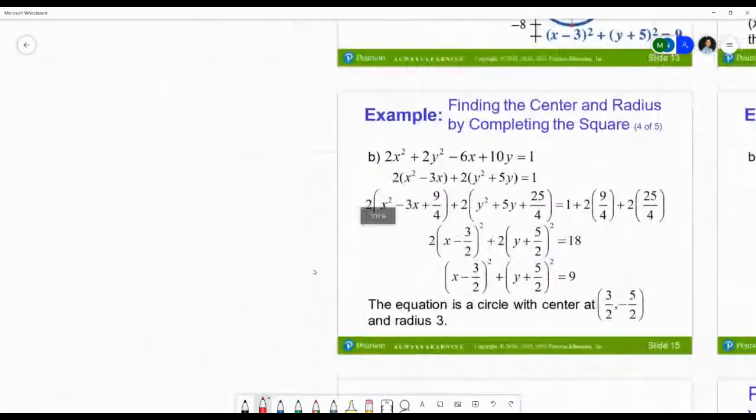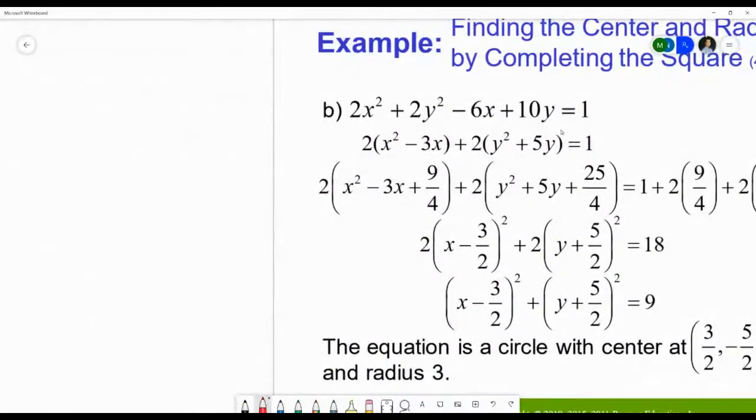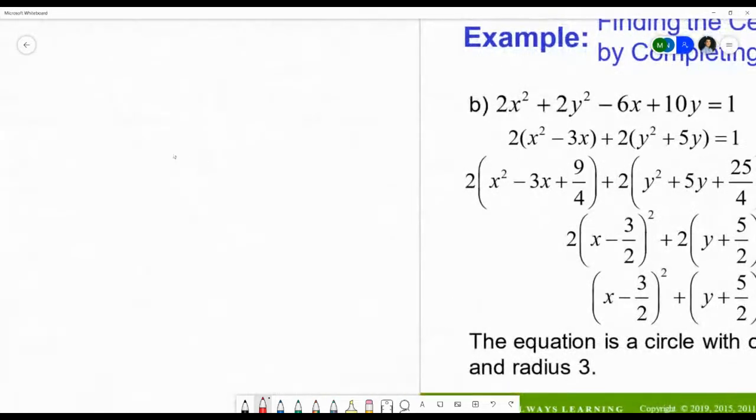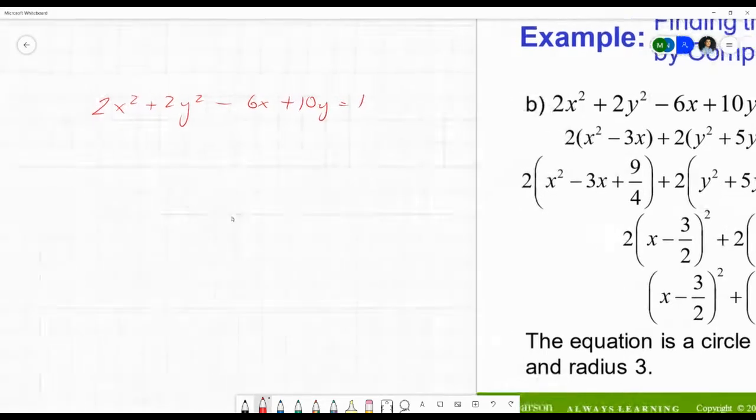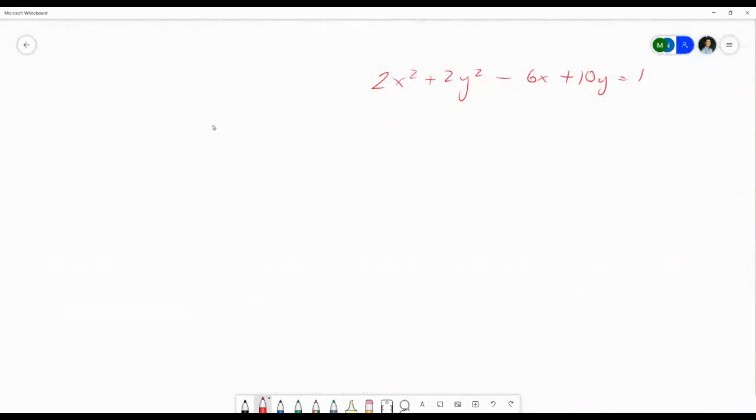All right, so our first step is to group them together and bring the constant to the other side. Let me just work it out so you can see every step here. So our first step was to group the x and y together. So there's all the x, all the y.